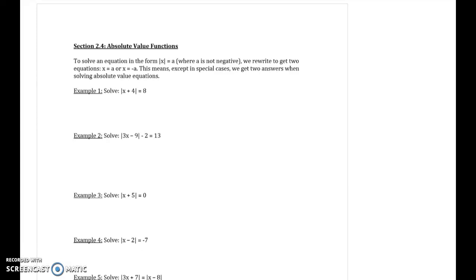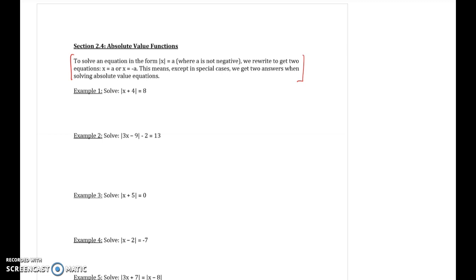Alright guys, so now we are going to talk about section 2.4. It is very important that you remember the definitions and the rules. So let me show you how you can use what you know and how you can find the solution.